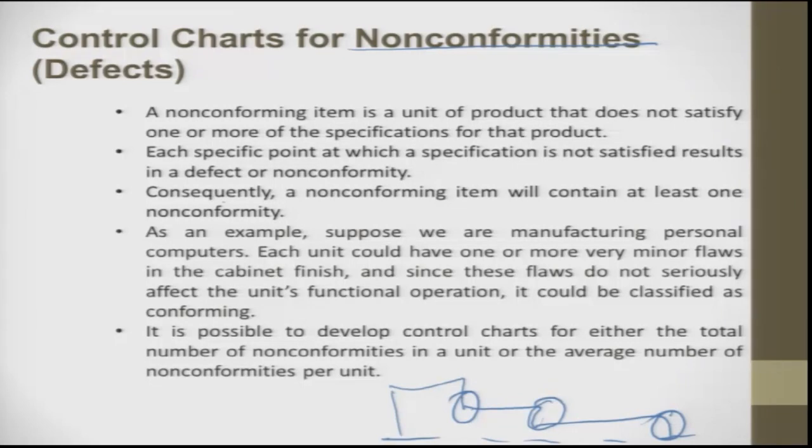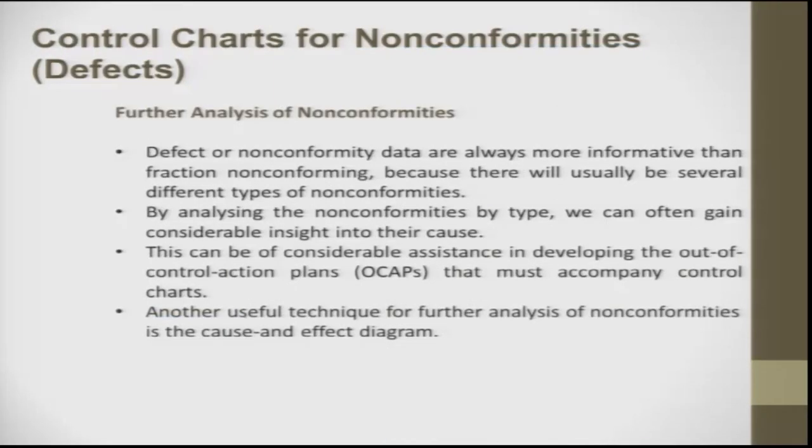So, consequently, a non-conforming item will contain at least one non-conformity. As an example, suppose we are manufacturing a personal computer, and each unit could have one or more very minor flaws in the cabinet finish. Since these flaws do not seriously affect the unit's functioning, it would be classified as conforming. Non-conforming if it does not meet the specification. It is possible to develop a control chart for either the total number of non-conformities in a unit, or to take an average.